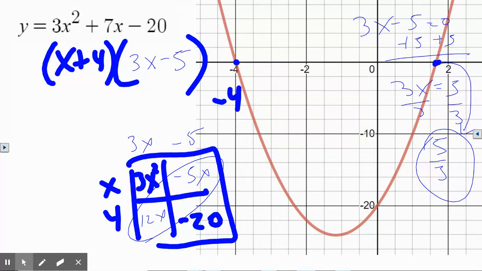That would be an exact answer, no rounding necessary, no estimating or anything. 5/3, well, that's a little less than 2, which would be 6/3, and it's more than 1.5, which would be 4.5/3. So this is the factored form of 3x squared plus 7x minus 20.